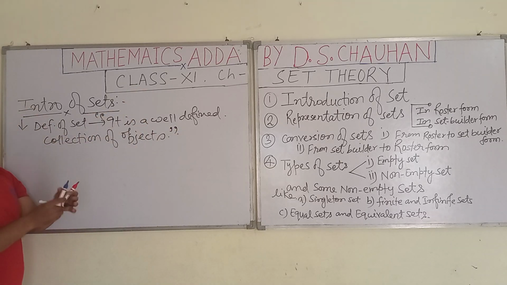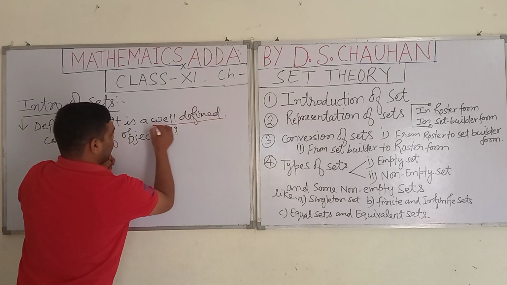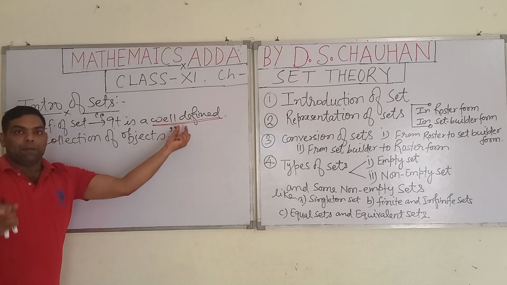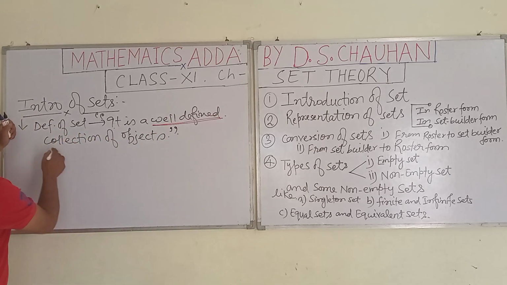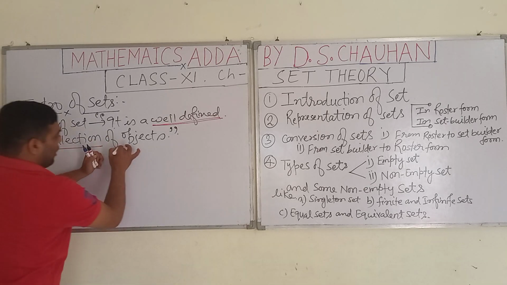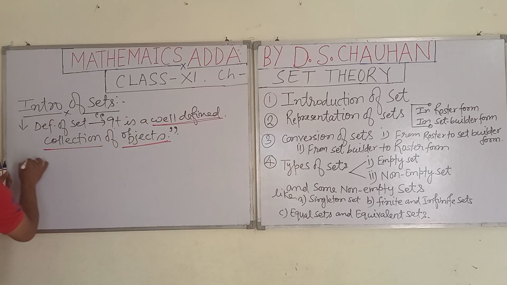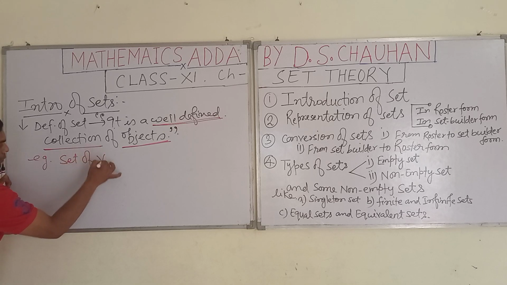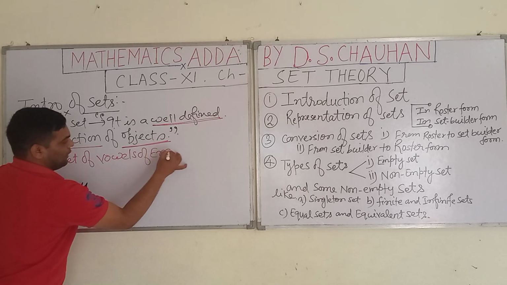Students, try to understand the meaning of this. It is well defined. What is the meaning of well defined? It means about which we know very well. Collection means group, that means set of objects of a particular kind. For example, students, set of vowels of the English alphabet.